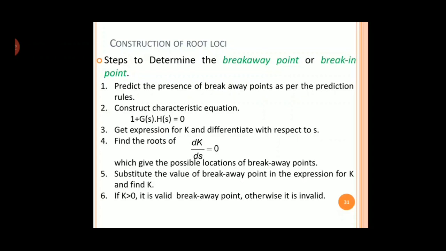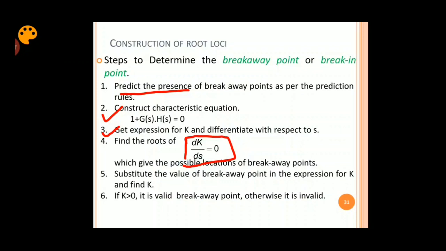Now here are the steps. Predict the presence, which we have already seen. First predict where the breakaway point can be. Then construct the characteristic equation and get an expression for k. First get the characteristic equation 1 plus g of s into h of s equal to 0. Then rearrange the terms so that you get an equation like k equal to the other terms. Then differentiate k with respect to s, that is dk by ds, and equate that to 0, which gives an equation, and find the roots of that.